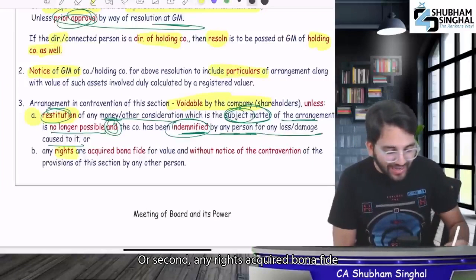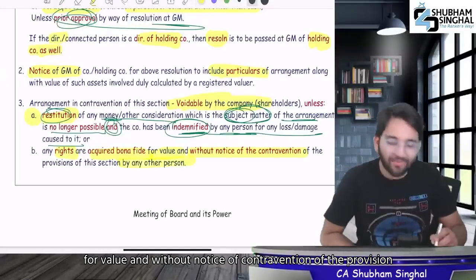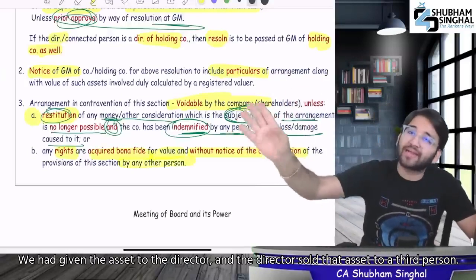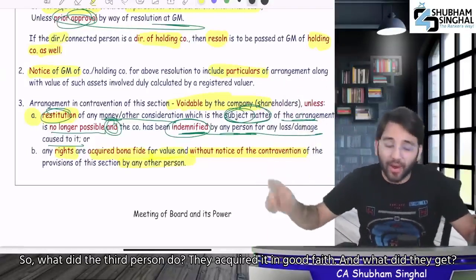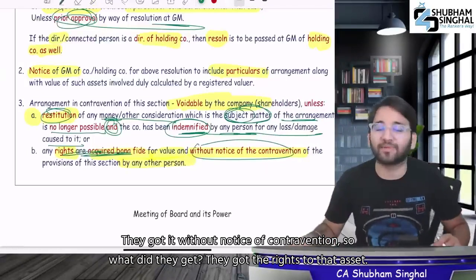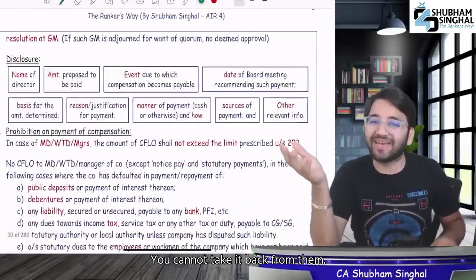Or second, any rights acquired bona fide, for value and without notice of contravention of the provision, by any other person. Meaning we gave the asset to the director and the director sold that asset to a third person. So the third person acquired it in good faith. And then what did they get? They got the rights to that asset, and that too without notice of contravention. So now that they got the rights, you cannot take it back from them.